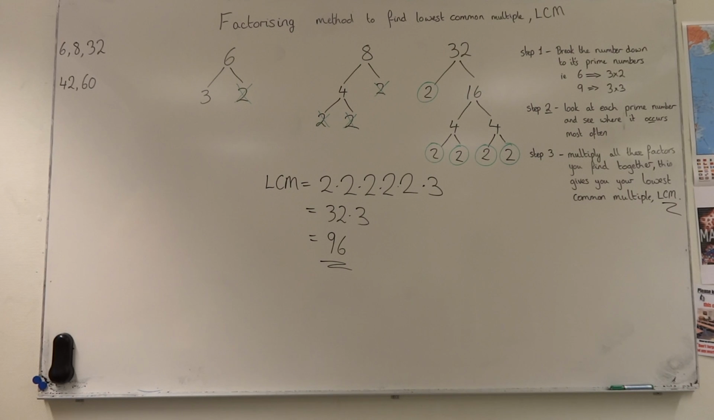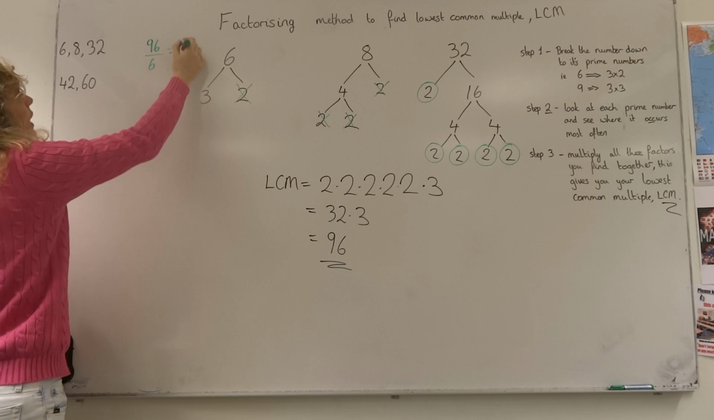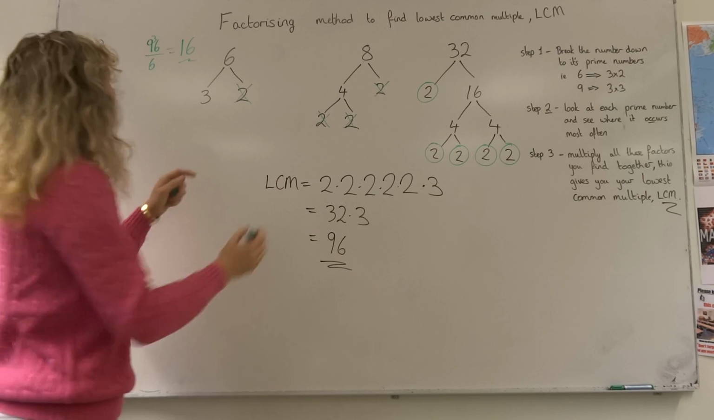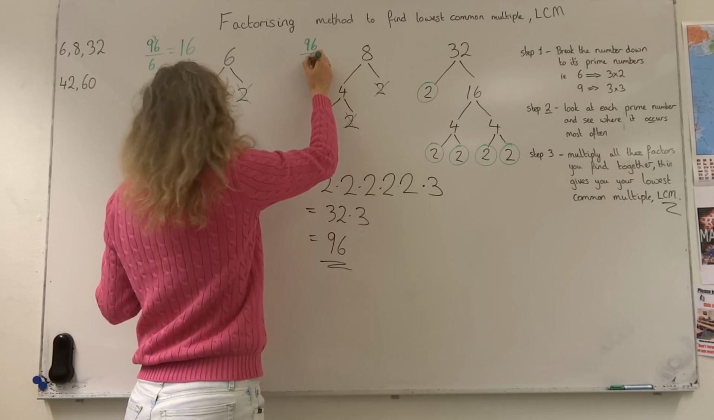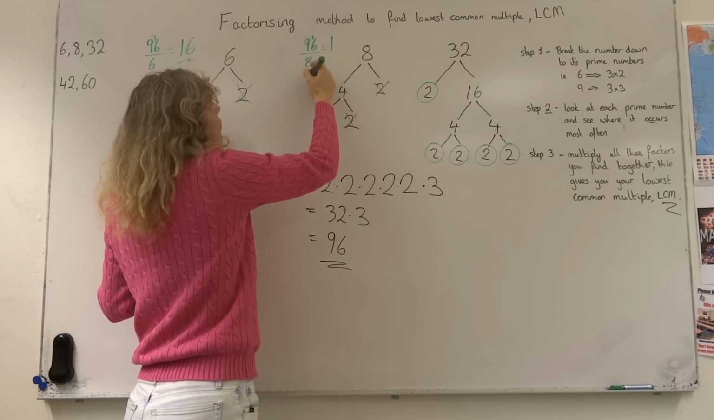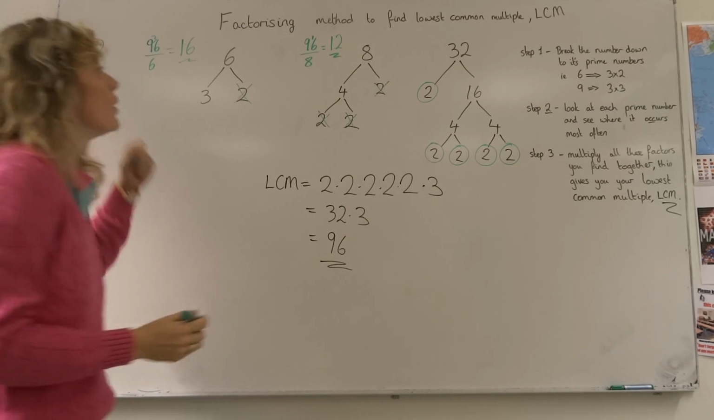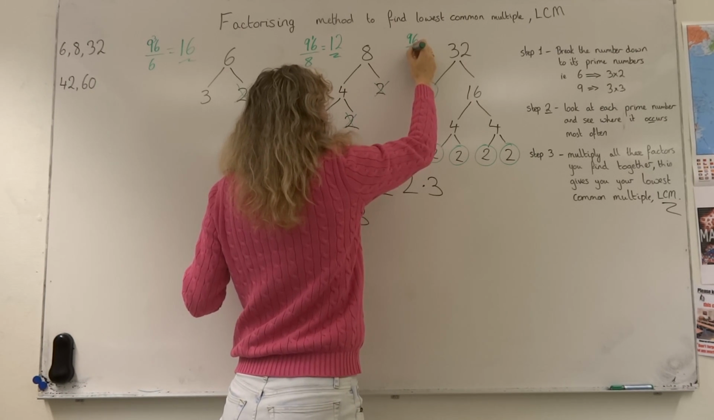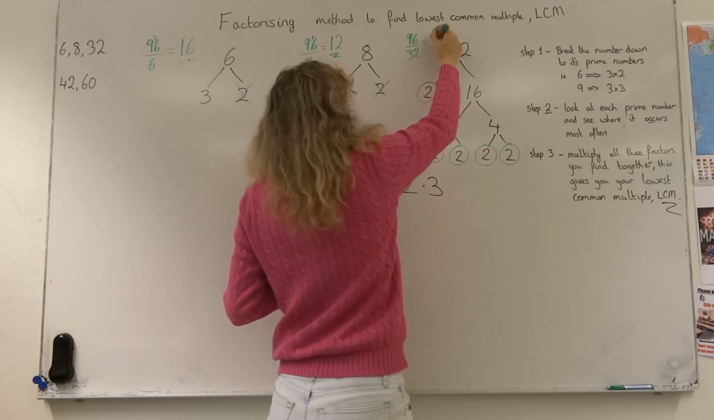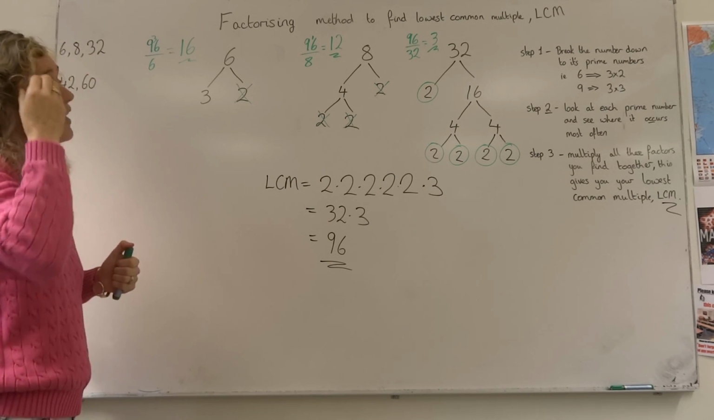Let's just do a little check. We'll do it in a different colour. 96 divided by 6. 6 goes into 9 one time, 3 left over. 6 goes into 36 6 times. 96 divided by 8. 8 goes into 9 one time, 1 left over. 8 goes into 16 2 times. 12. 96 divided by 32. 32, 64, 96. It goes 3 times. So this shows you that the factorizing method works.